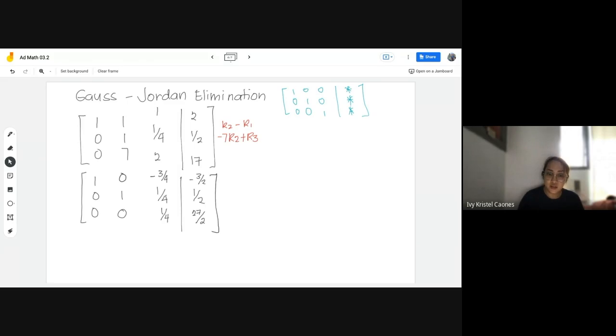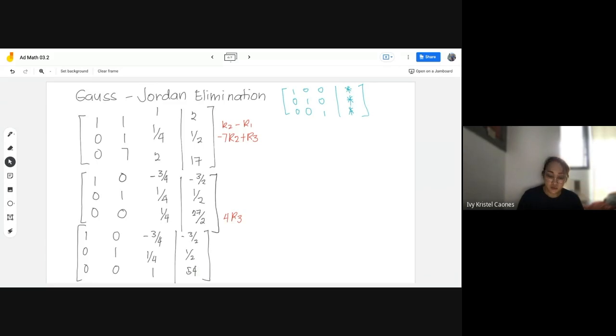Then after that, we need to make the element 3 as 1 for R3. So this one is 1, 0, 0. Since this is already 0, 1, 0, we can no longer change it. And this will turn 1. So, this is negative 3/4, 1/4, then negative 3/2, then 1/2. Then the answer here is 54.